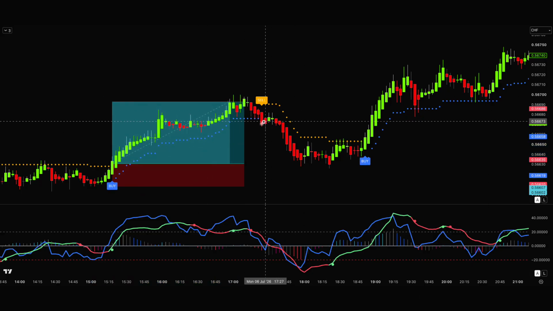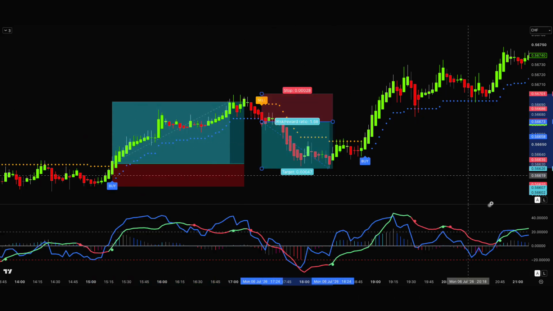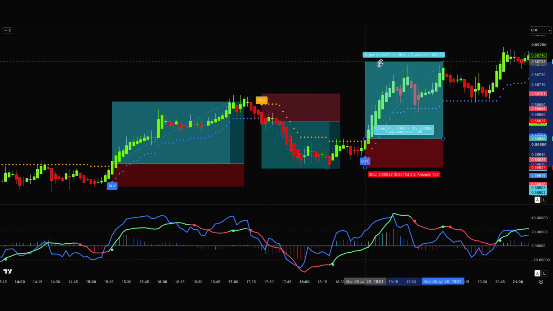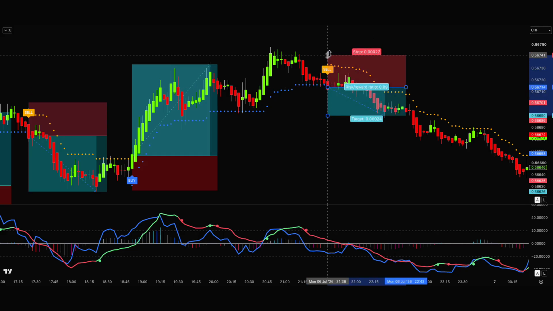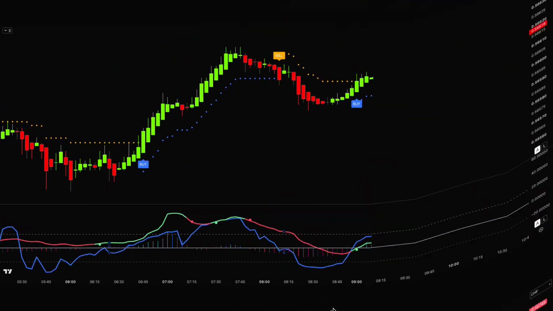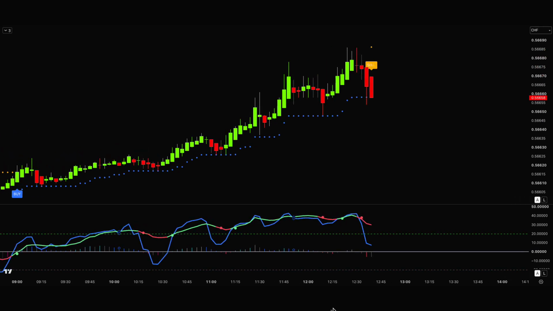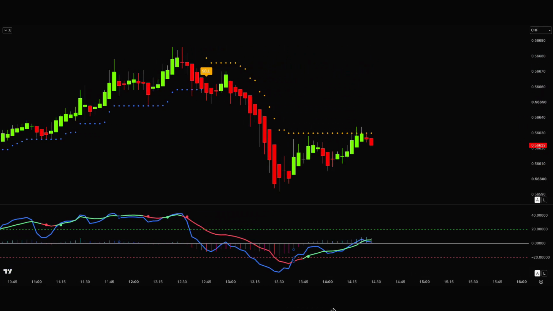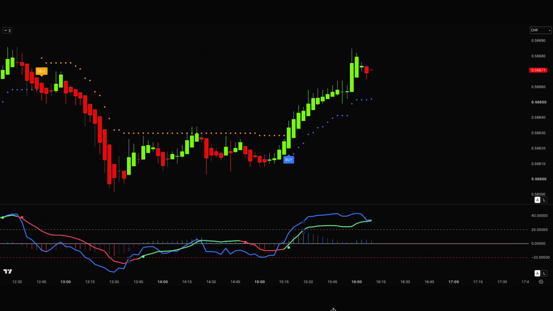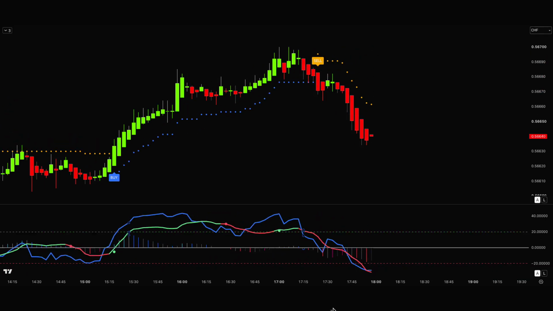Whether you're into scalping, intraday trading, or swing trading, this setup can fit into your existing strategy with only a few adjustments. So stay until the end, because the final chart example brings everything together and shows the complete process from entry to exit. Let's open TradingView and get started.